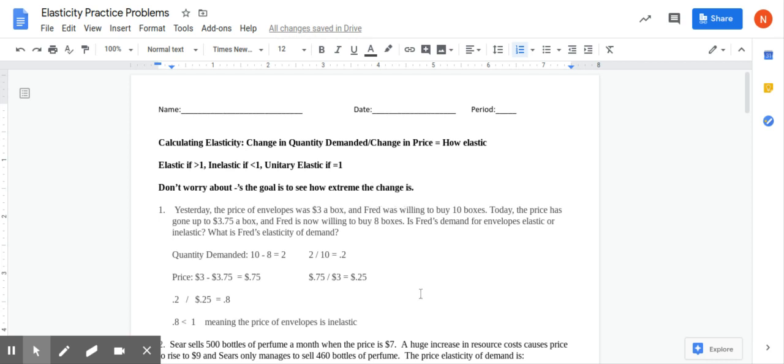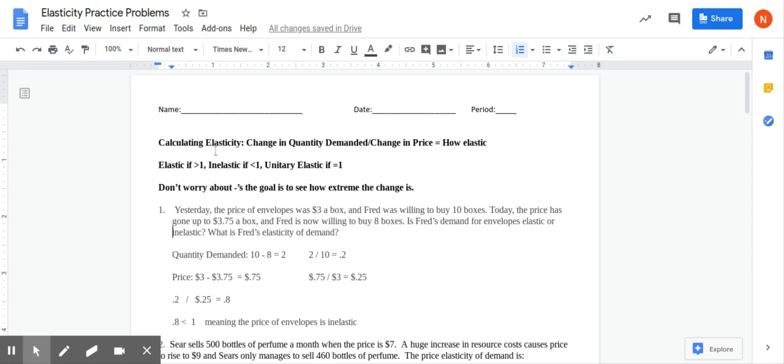Alright, so today we're calculating elasticity. I wanted to go over a couple problems with you, and then you'll be able to do this on your own, hopefully. There's math involved, but it's really not difficult math. Once you get a couple of these down, it should be easy enough to go from there.